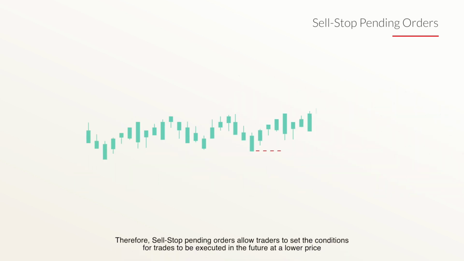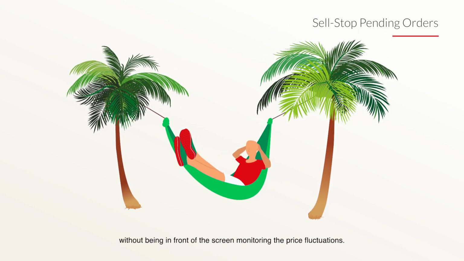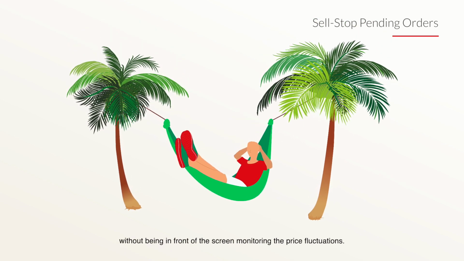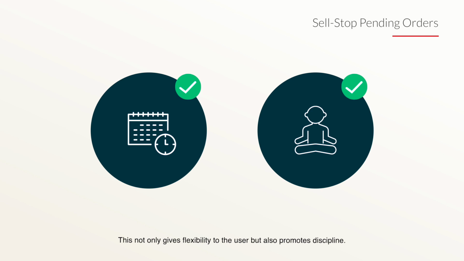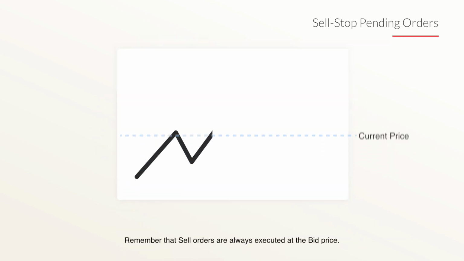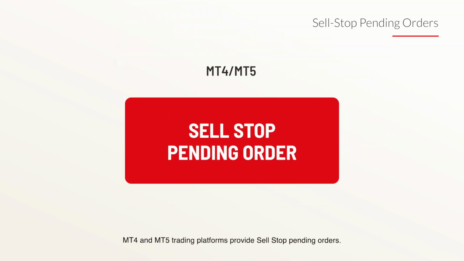Therefore, sell stop pending orders allow traders to set the conditions for trades to be executed in the future at a lower price without being in front of the screen monitoring the price fluctuations. This not only gives flexibility to the user but also promotes discipline. Remember that sell orders are always executed at the bid price. MT4 and MT5 trading platforms provide sell stop pending orders.